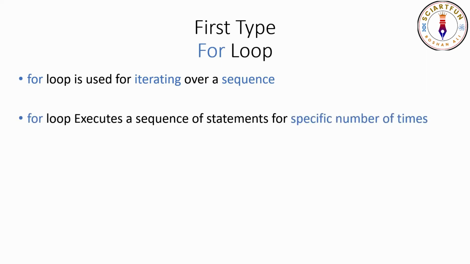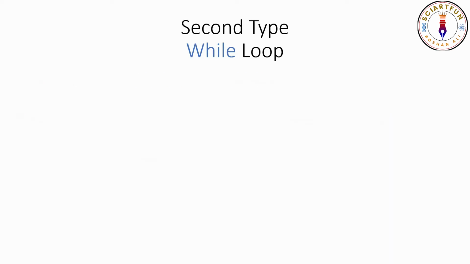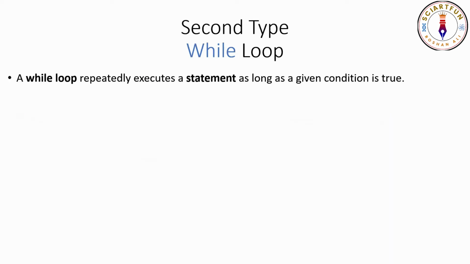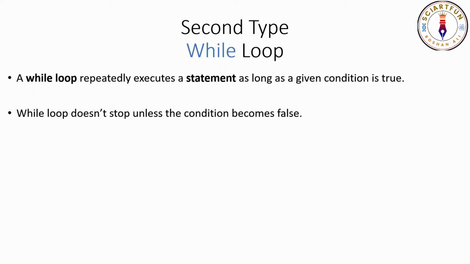It executes a sequence of statements a specific number of times. The number of times is predefined in a for loop. The second kind of loop is called a while loop. It repeatedly executes a statement as long as a given condition is true. A while loop doesn't stop unless the condition becomes false.